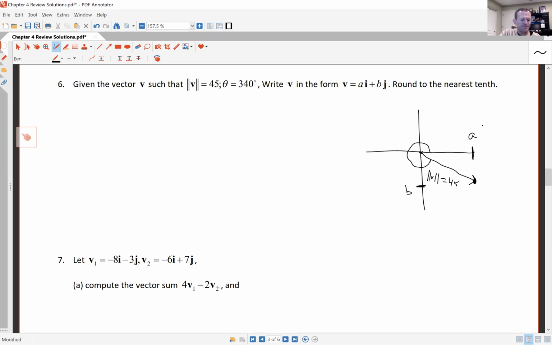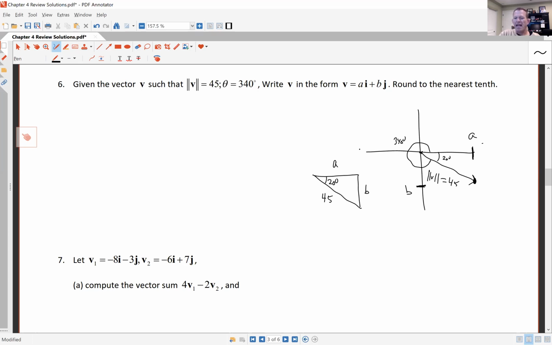So in order to find that, we set up that right triangle that you see there, and call this b and call this a. And this length of the hypotenuse is 45. All right, so remember, we said the angle is 340, but then what's the reference angle? That's this guy right here. 360 minus 340 puts us at a 20-degree reference angle.